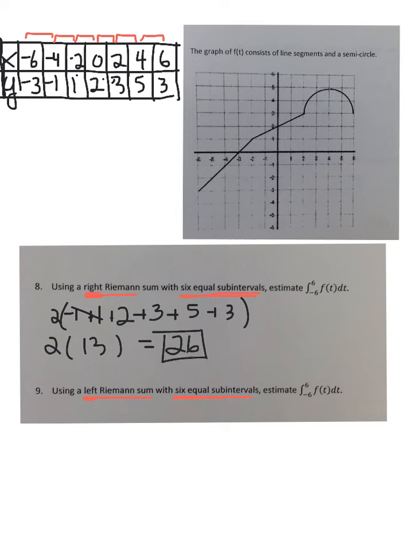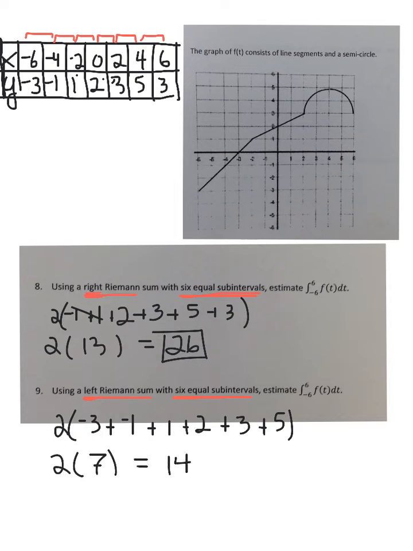All right, same thing on the left side, except I'm going to use the left y values. That's going to be -3 plus -1 plus 1 plus 2 plus 3 and plus 5. And we're going to get 2 times, and let's see what we have here. We should have 7, which ends up giving me 14.